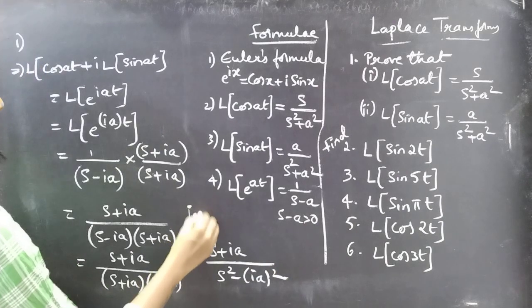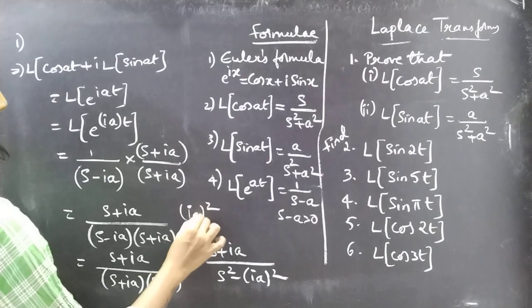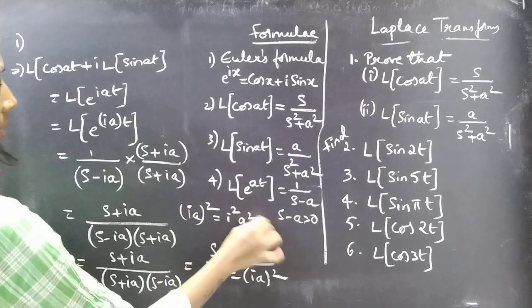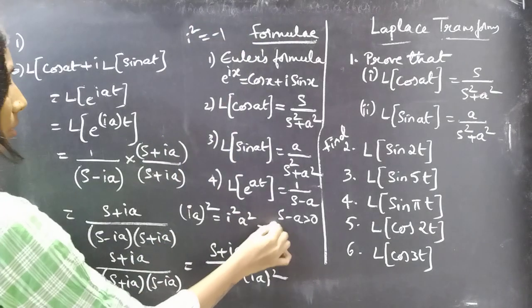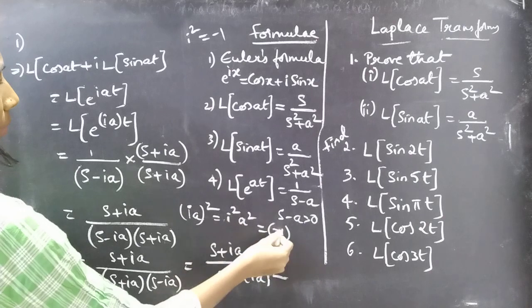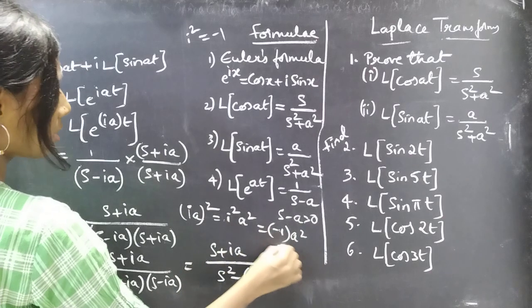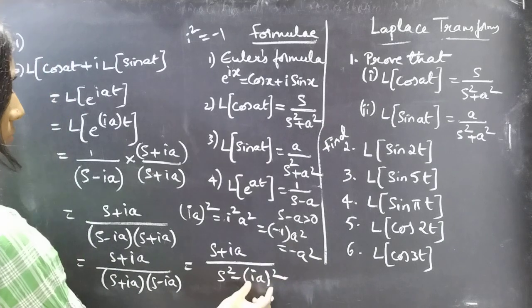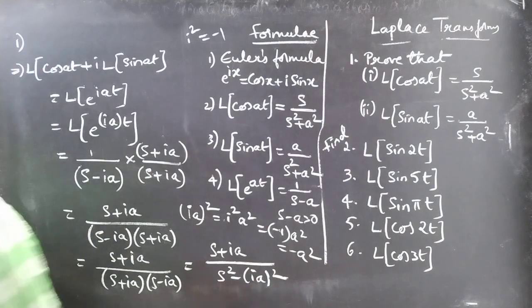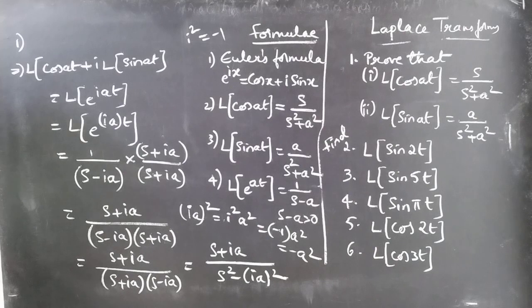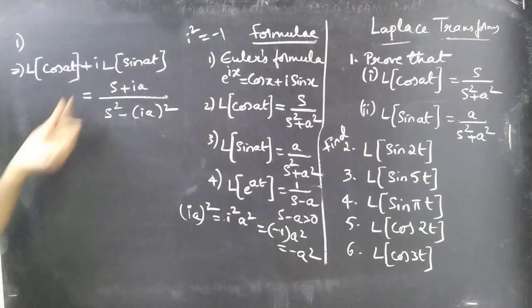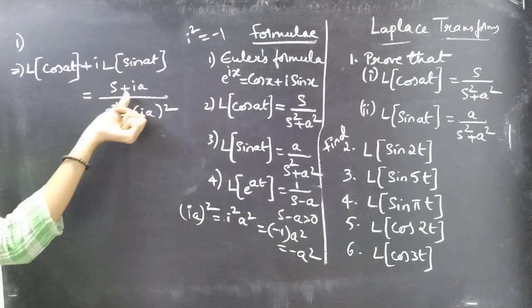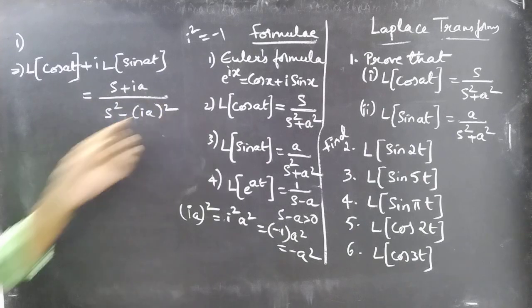We are having ia whole square, right? We can write this as i square into a square. Since we know that i square equal to minus 1, then i square is replaced by minus 1 into a square, which gives us minus a square. So we can write ia whole square as minus a square in the next step. So the reduced step is L of cos at plus i into L of sin at equal to s plus ia by s square minus ia whole square.